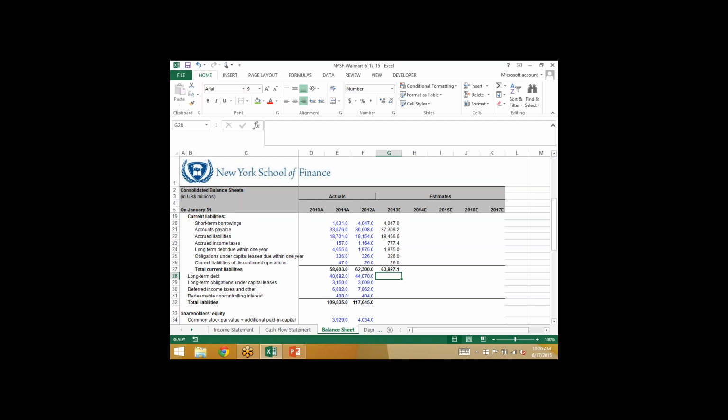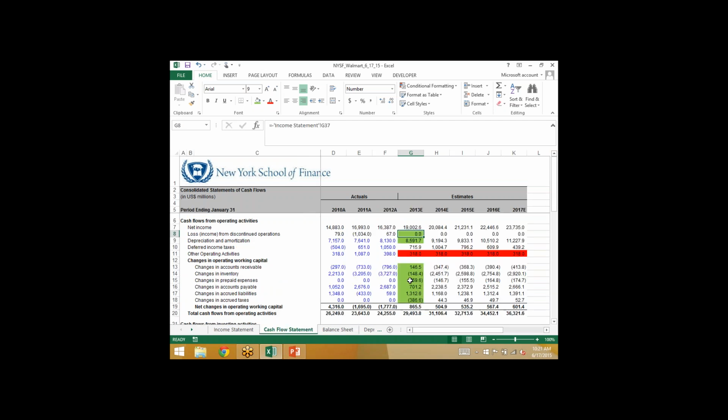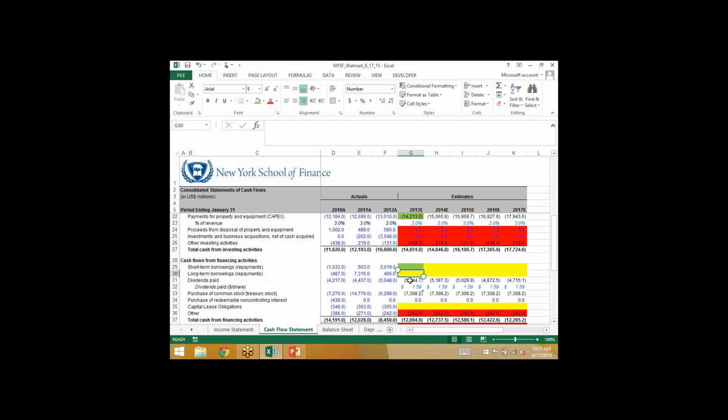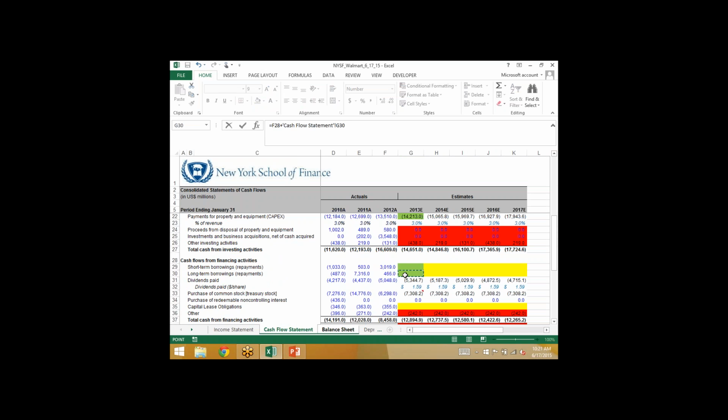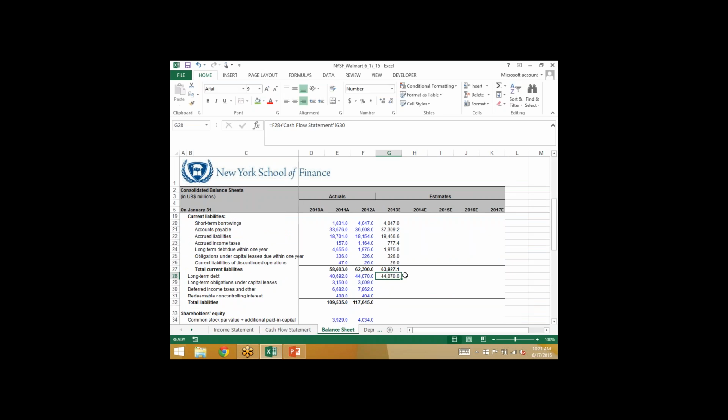Okay, long-term debt. What drives long-term debt? Financing activities, long-term debt, which is currently empty, but we will still link it through by taking the year before long-term debt plus long-term borrowings, row 30.